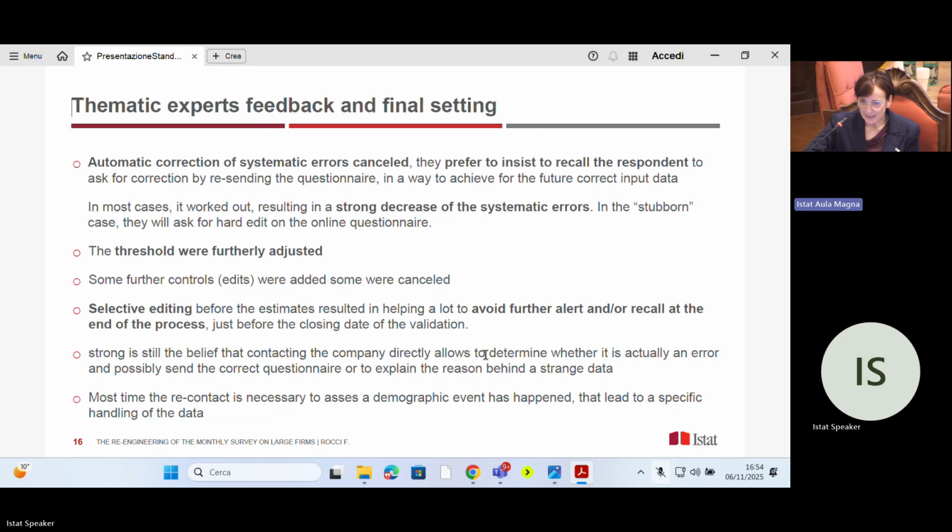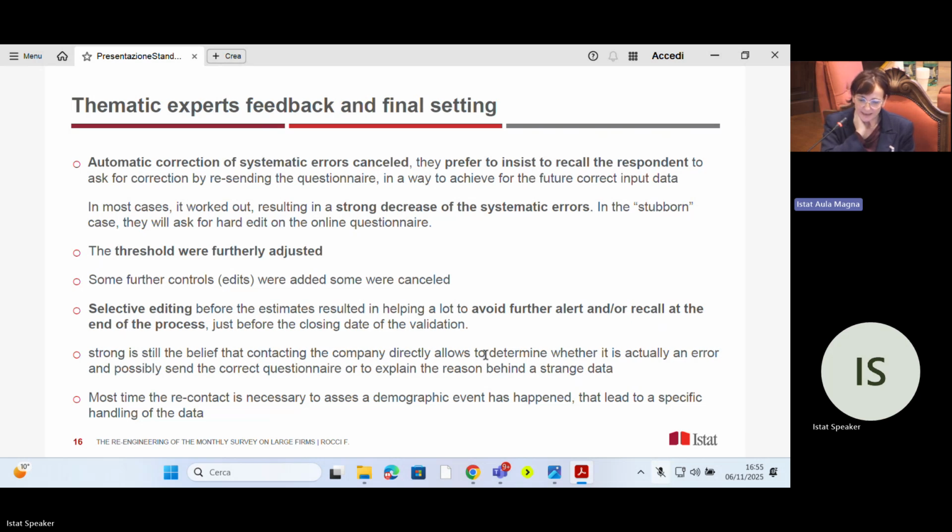What the thematic expert feedback was in the final setting: automatic correction of systematic errors was cancelled. They preferred to recall the respondent to ask for correction by resending the questionnaire. In most cases, they were right, it worked out, resulting in a strong decrease of the systematic errors. In what we call the stubborn cases, they will ask for a hard alert on the questionnaire. The thresholds were further adjusted. Some further controls were added, some cancelled.